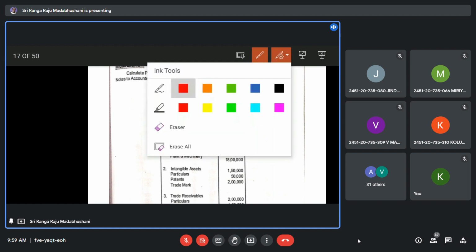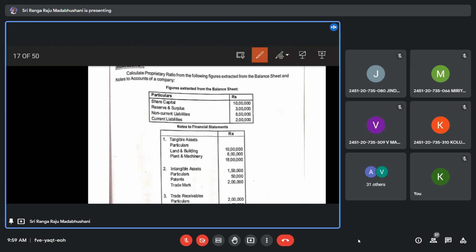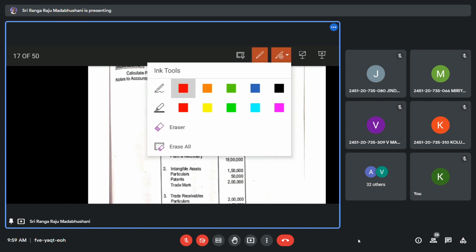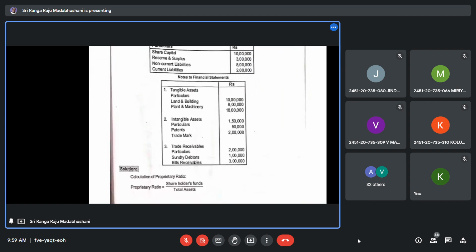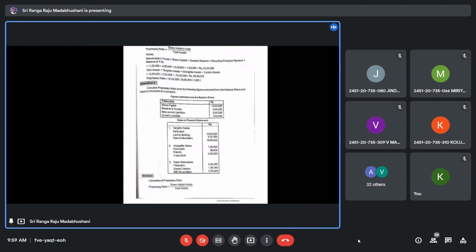Then the total assets: tangible assets, land and building, intangible assets, patent, trademarks, copyright, and current assets. So the sum of all these three: 18 lakhs, 2 lakhs, and 3 lakhs. By adding these three, you will get total assets. So shareholders funds by total assets.